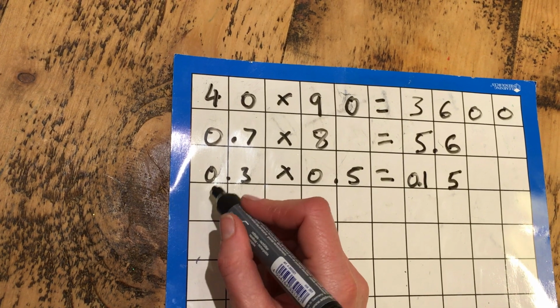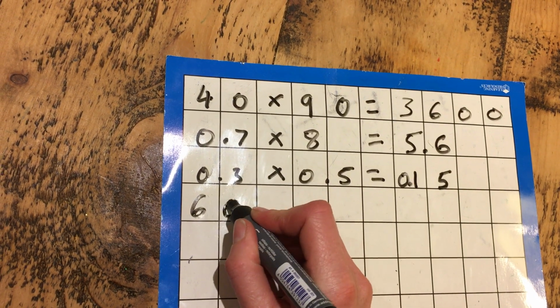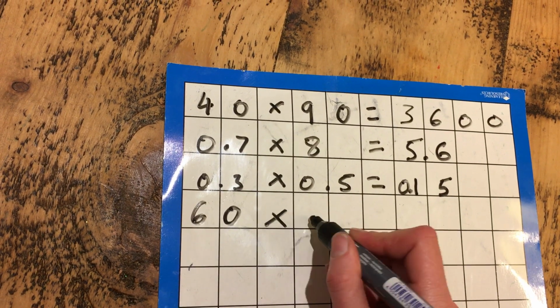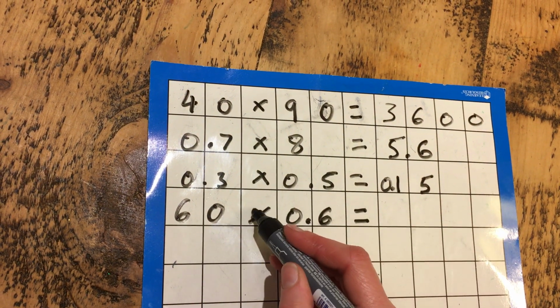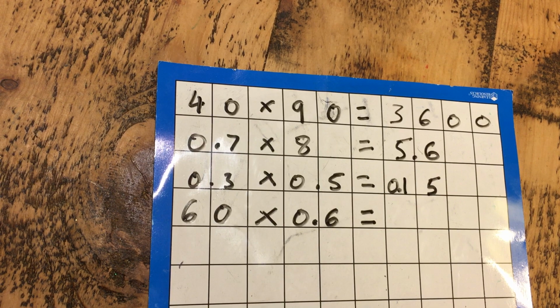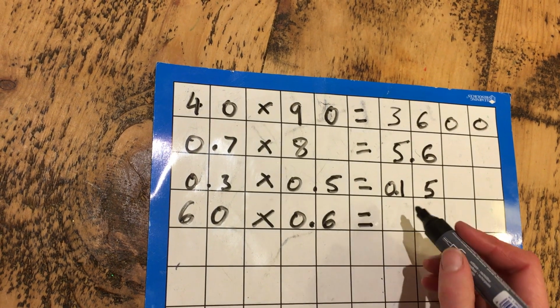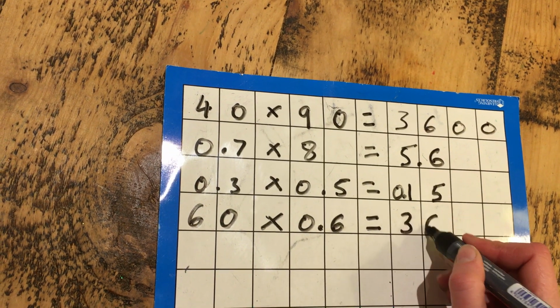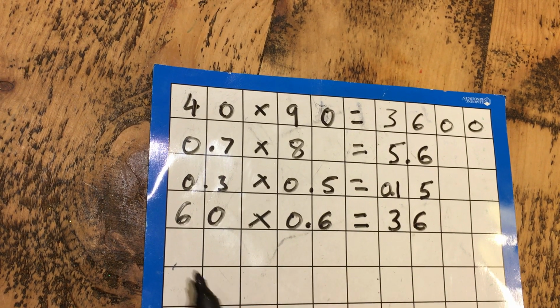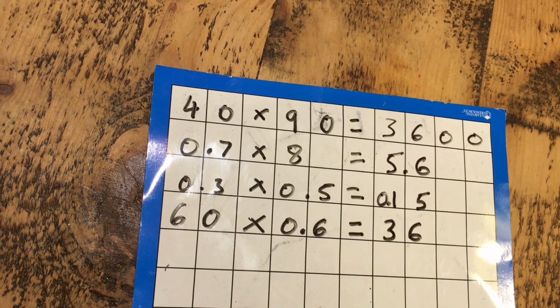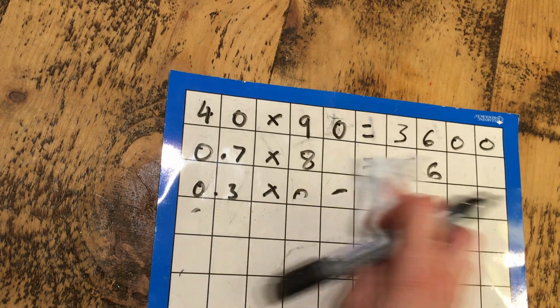And challenge for you, really think hard about this one, 60 times 0.6. And the answer there is 36. Well done if you got that one right. That one was very tricky. Moving on.